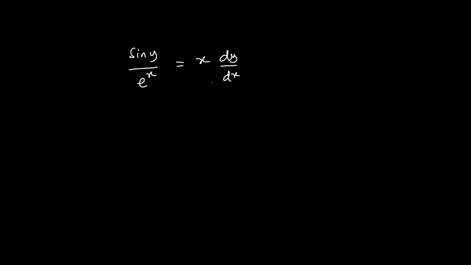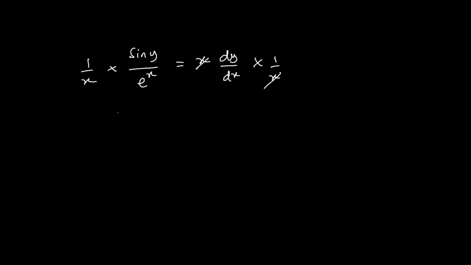Okay, so you have to separate these variables here. To do this, I'm going to multiply both sides by 1 over x. Then times 1 over x, and this will cancel out this.